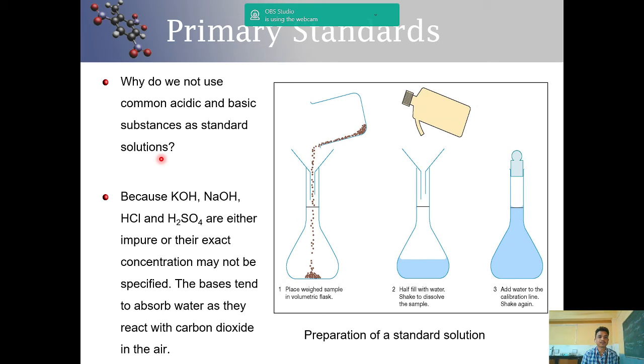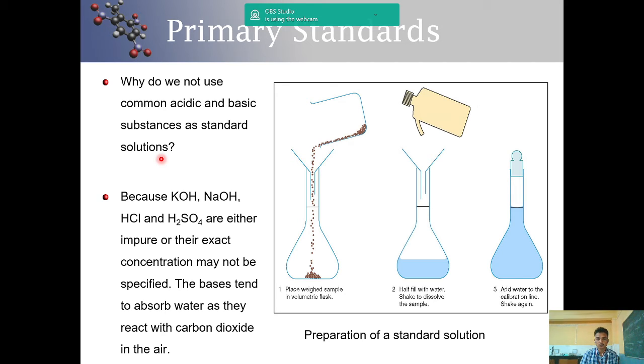So KOH, NaOH, HCl and H2SO4, the common acidic and basic substances, cannot be used as primary standard substances to make standard solutions. Instead you have to use salts, such as sodium carbonate, or oxalic acid. All these types of substances you can use as primary standard substances.